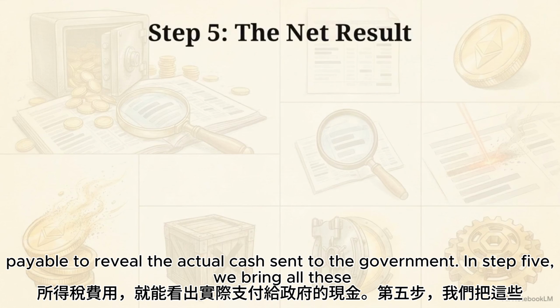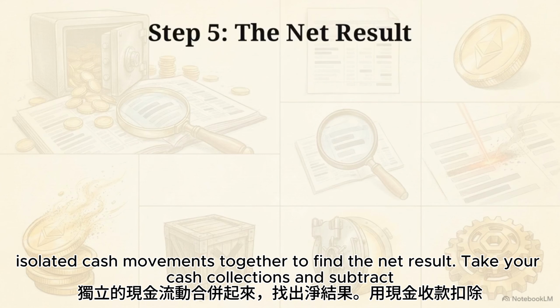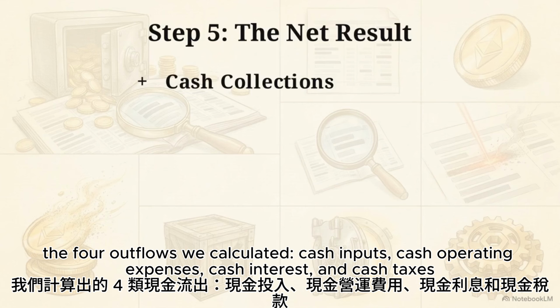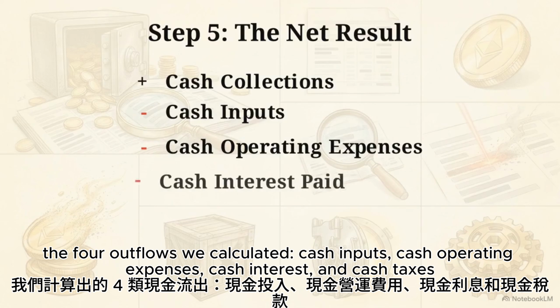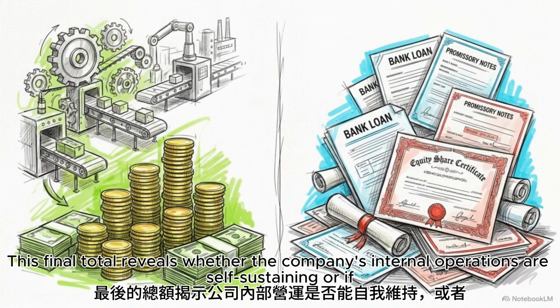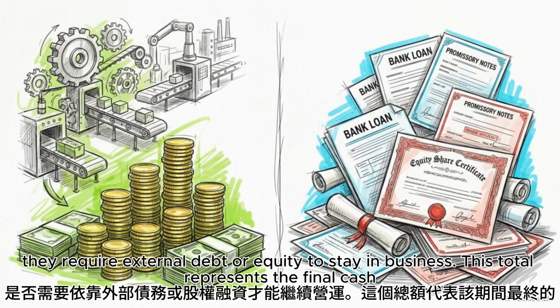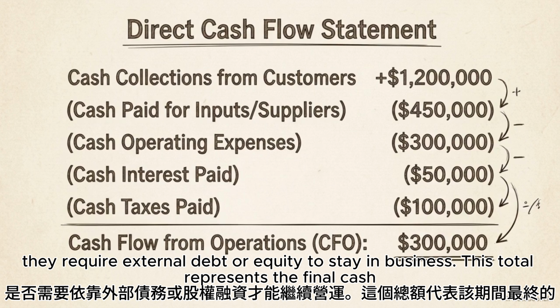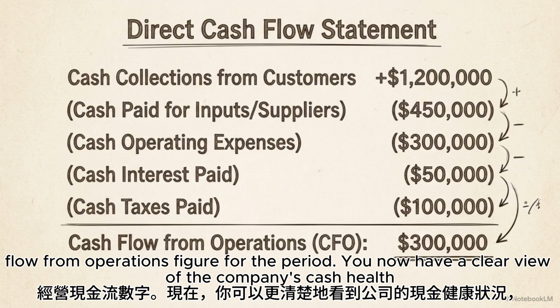In Step 5, we bring all these isolated cash movements together to find the net result. Take your cash collections and subtract the 4 outflows we calculated: cash inputs, cash operating expenses, cash interest, and cash taxes. This final total reveals whether the company's internal operations are self-sustaining or if they require external debt or equity to stay in business. This total represents the final cash flow from operations figure for the period.